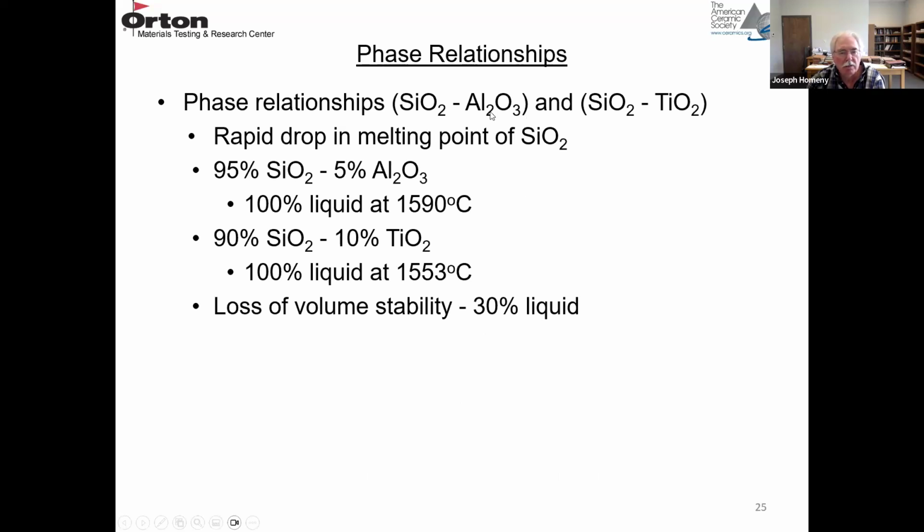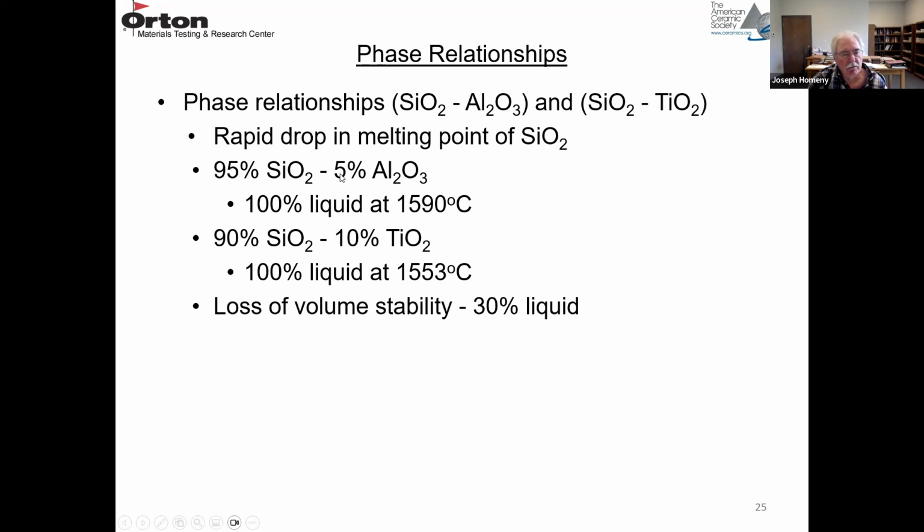Also, the impurities are important. Small levels of impurity in the silica refractory really hurt the high temperature properties. That's why they have to be relatively pure. So alumina is an impurity, TiO2 is an impurity, and they really drop the melting point of silica refractory.